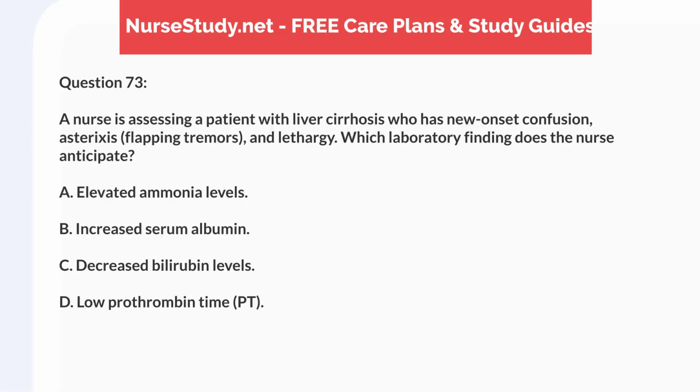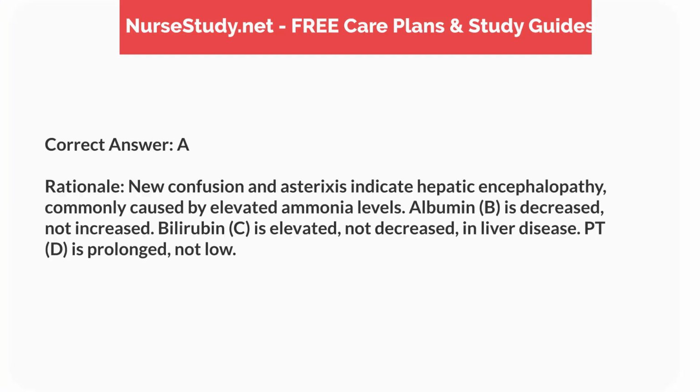Question 73. A nurse is assessing a patient with liver cirrhosis who has new-onset confusion, asterixis, flapping tremors, and lethargy. Which laboratory finding does the nurse anticipate? A. Elevated ammonia levels. B. Increased serum albumin. C. Decreased bilirubin levels. D. Low prothrombin time, PT. Correct answer, A. Rationale: new confusion and asterixis indicate hepatic encephalopathy, commonly caused by elevated ammonia levels.